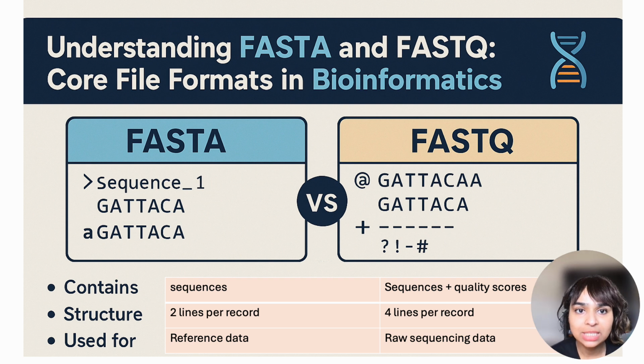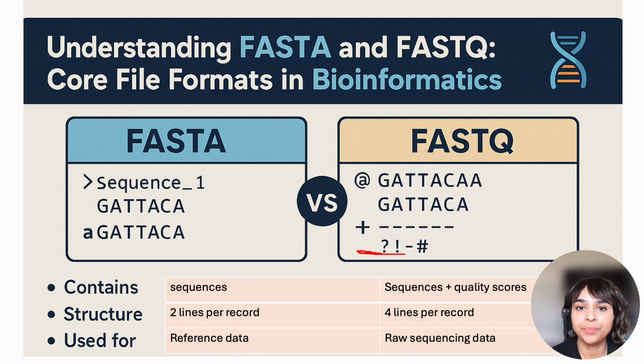Alright, so to summarize, FASTA is your basic format. It stores just the sequence, whether DNA, RNA or protein, in a simple human readable format. Each entry starts with a header marked by a greater than symbol, followed by the sequence itself. You'll find FASTA files everywhere, from reference genomes to protein databases. Whereas on the other hand, FastQ is designed for raw sequencing data. It builds on the FASTA format but adds one crucial element, and that is the quality scores.